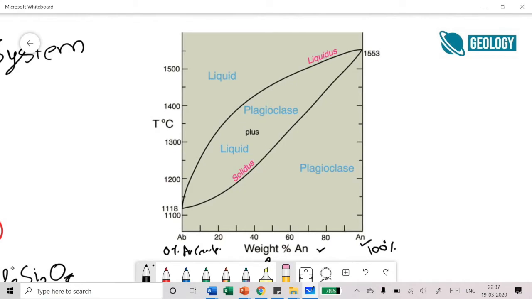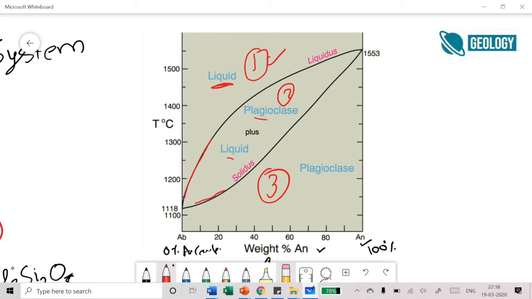Now within this phase diagram, we can identify three main regions: the first region over here, the second one, and the third one. Within this first region, you have a liquid phase. Anything that is above this curve on the temperature and composition diagram is going to be in the liquid phase. Then in the second region, which is between this curve on the upper side and this other curve on the lower side, you have a plagioclase plus liquid phase.